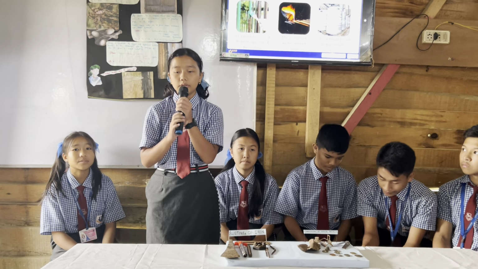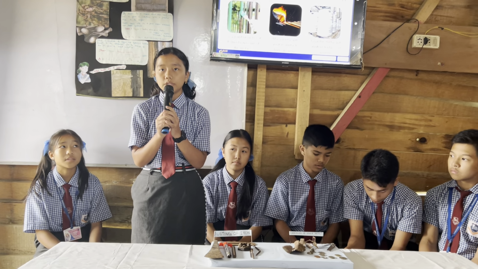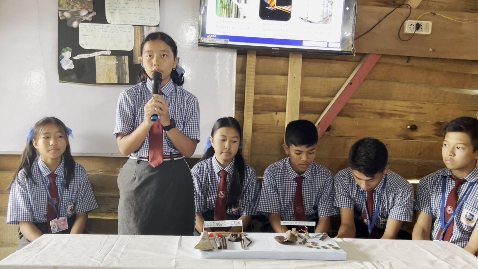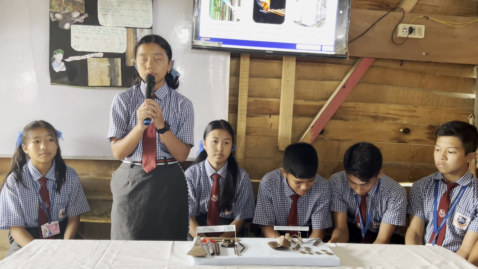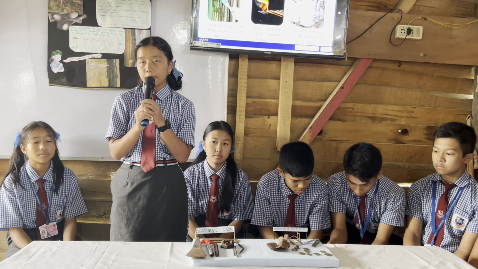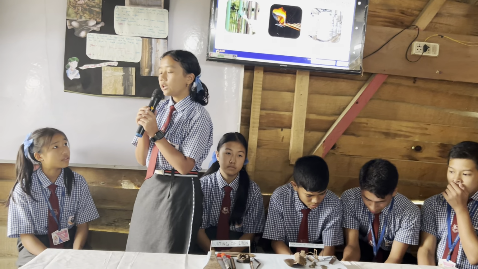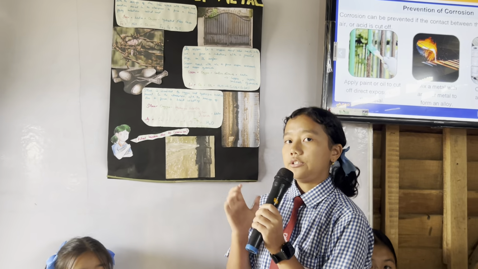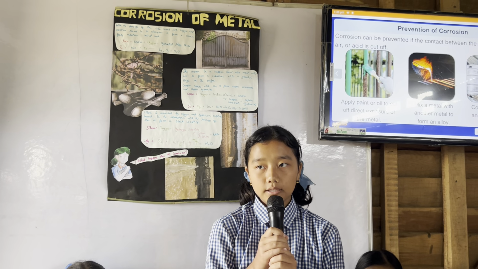Now let's discuss what happens due to corrosion. Well, corrosion can cause the wearing away of metals, and if not treated on time, it can cause damage to objects made of metals. For example, corrosion can cause damage to water pipes and cause water leakage, break the parts of automobiles and so on.